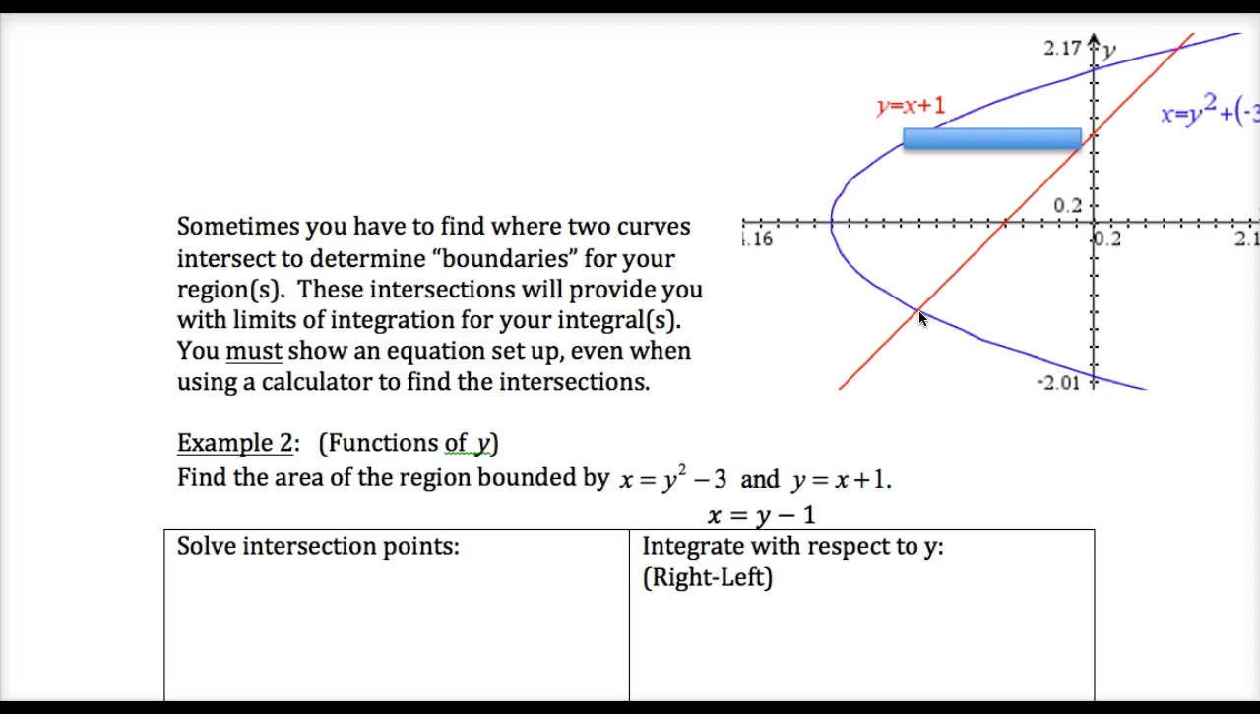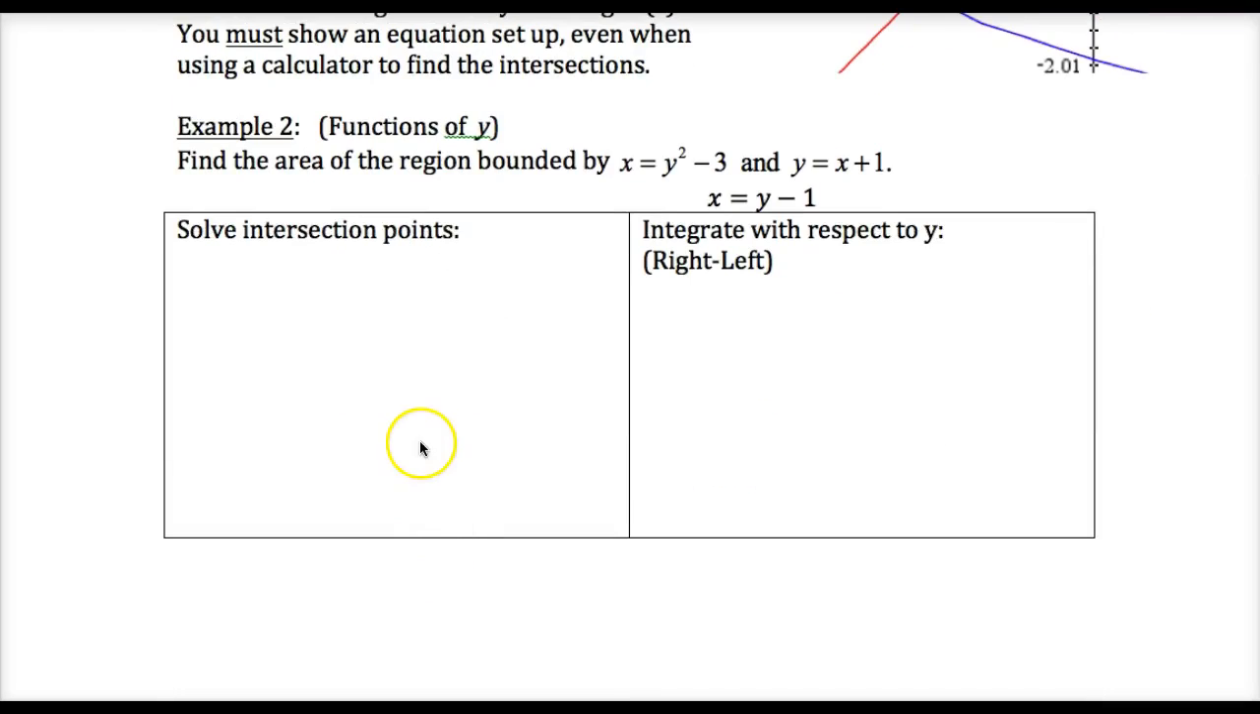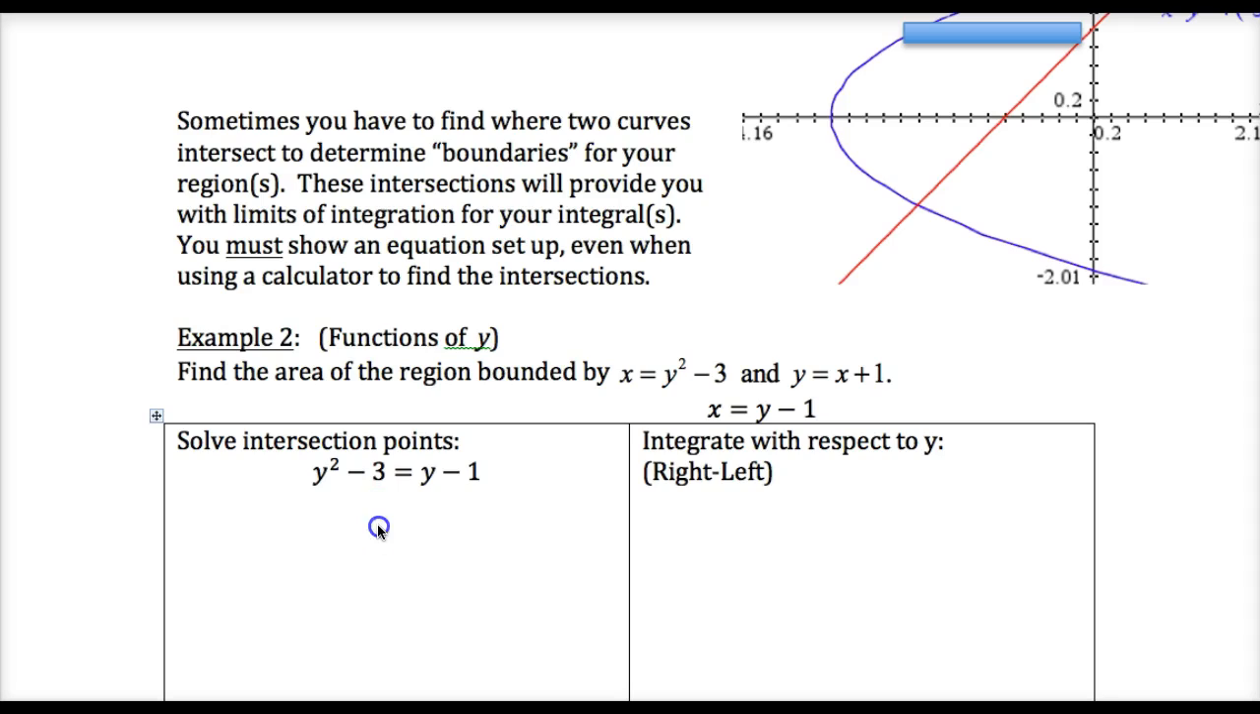I need to find this intersection point and this intersection point. How do we do that? Well, we set the two equations equal to each other, and then we go ahead and solve them. So if I solve the intersection points, I'm going to get y squared minus 3 is equal to y minus 1. Then I solve that quadratic, get everything on one side, and then you can factor. Once I factor, I can solve that, and I get 2 and negative 1.